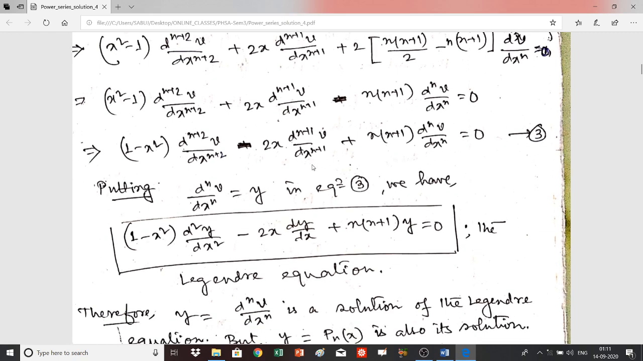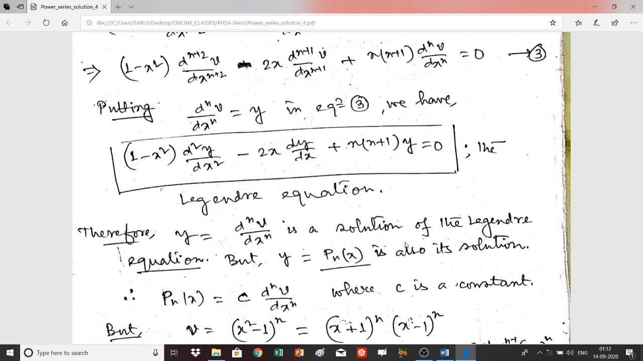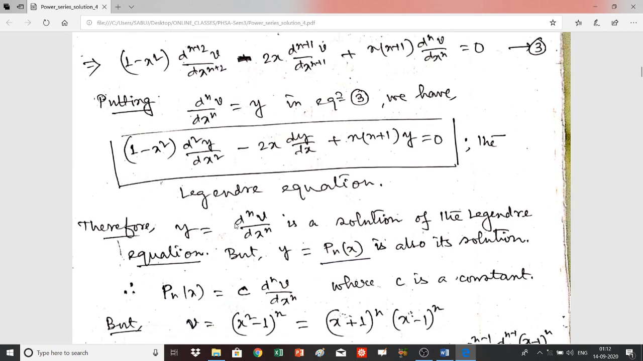Now if we substitute d^n v/dx^n as equal to y, then what you will get? For the first term, you will get (1 − x²) d²y/dx² minus 2x dy/dx plus n into (n+1) into y, that is equal to 0, which is the familiar Legendre equation. So therefore, we substitute y equal to d^n v/dx^n. This should be a solution of the Legendre equation, because this y equal to d^n v/dx^n satisfies the Legendre differential equation.